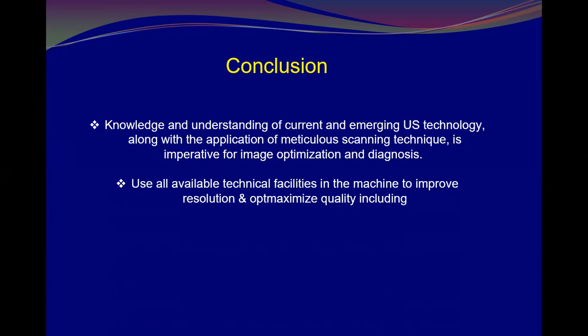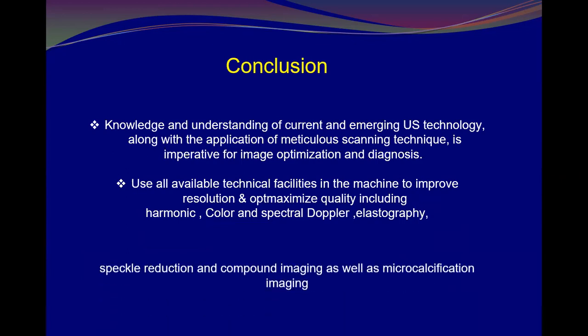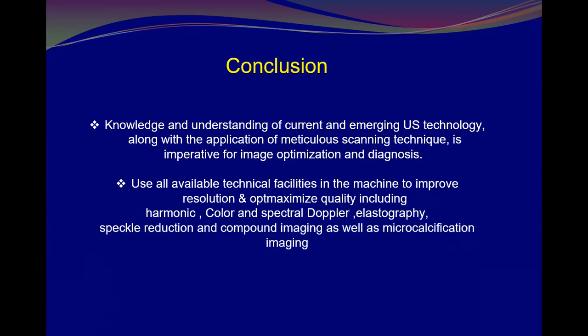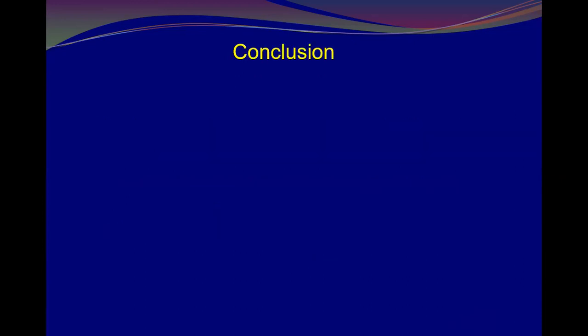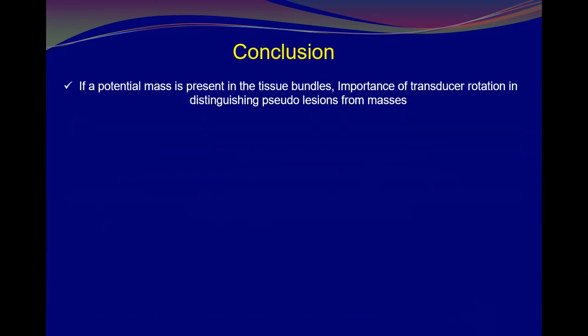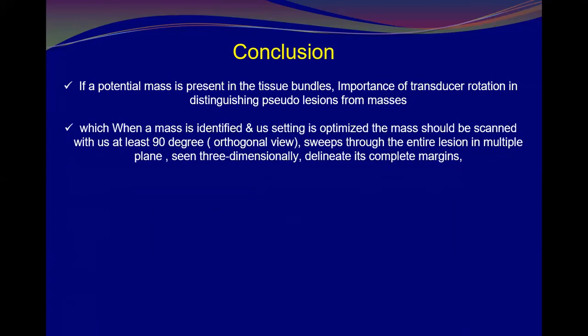Use all available technical facilities in the machine to improve resolution and optimize quality, including harmonic, color, spectral Doppler, elastography, speckle reduction, compounding, and so forth. If a potential mass is present in the tissue bundles, consider the importance of transducer rotation in distinguishing pseudo-lesions from masses.